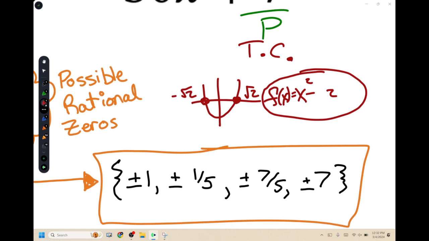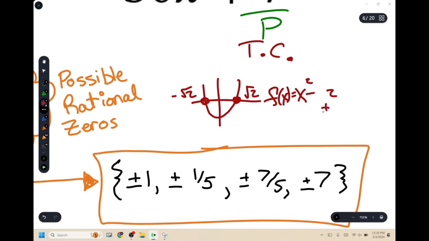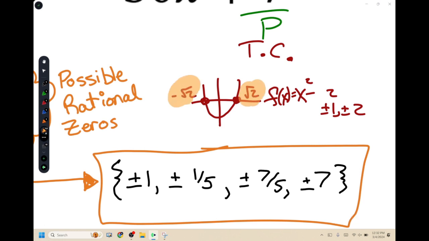But you know what's wrong with the zeros? If you do synthetic division with plus or minus 1, plus or minus 2, it's not going to give us what we want. It's not going to give us any, because we know the two zeros are root 2 and negative root 2. So there are no rational zeros. That doesn't mean there are no zeros. It just means you have to go about it a different way. In that case, it would be the quadratic formula.